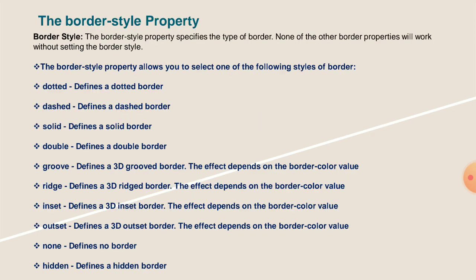Now the border style property. The border style properties specify the type of border. None of the other border properties will work without setting the border style. The border style property allows you to select one of the following styles of border: dotted, dashed, solid, double, groove, ridge, inset, outset, none and hidden. So these are the different types of border properties we can use in CSS.